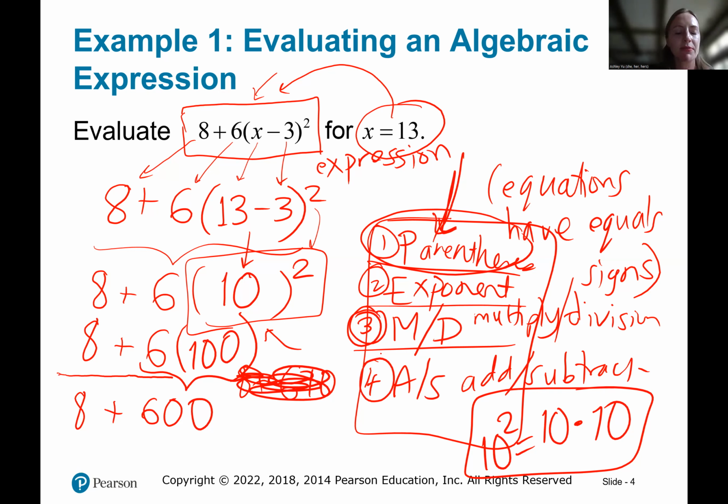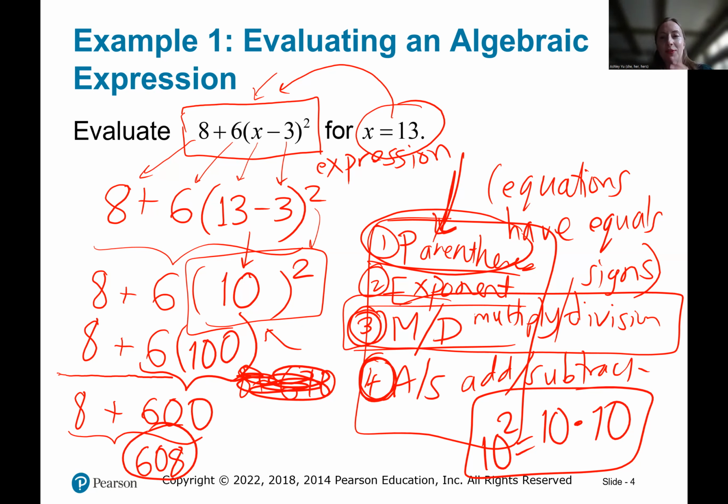I mean, add and subtract from left to right. Although if there were still any multiplying or dividing to be done, I would do that next. I went from left to right, I multiplied the first thing I saw that was either multiplication or division. If at this point there was still any multiplication or division left, I would exhaust all the multiplication and division before I get to that last step of adding and subtracting. But there's only one thing left to do now, it's add. 8 plus 600 is 608.